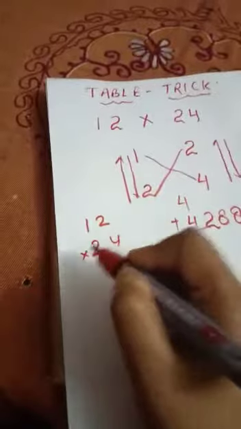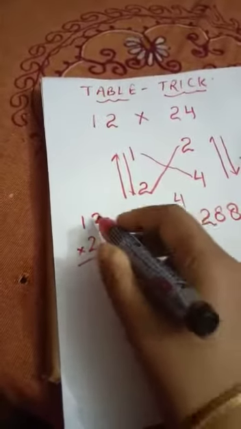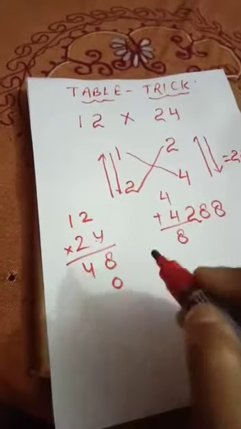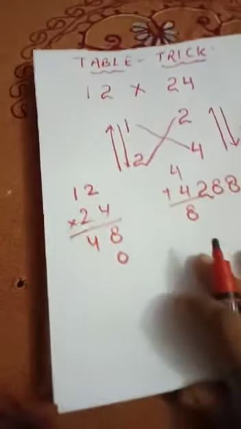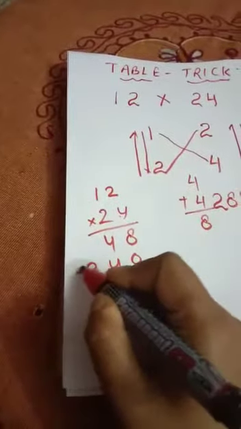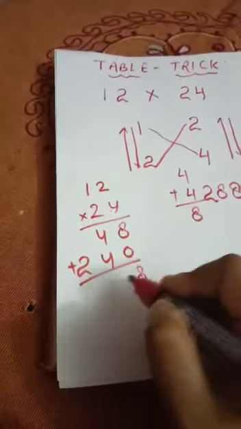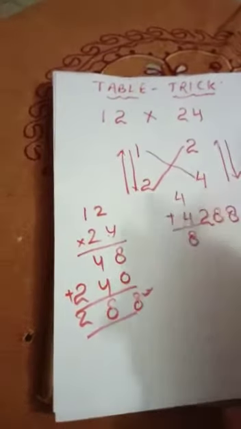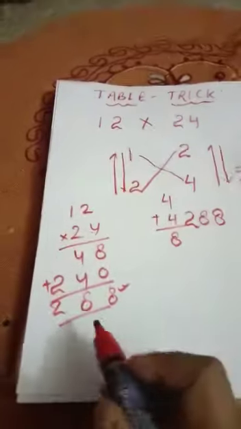12 times 24. Multiply. Start with ones. 2 4s are 8. 4 1s are 4. Now it's 2 tens, so a 0 will be at the tens place. Now 2 2s are 4. 2 1s are 2. Add it. 8, 8, 2. See, this is 288. This is also 288. Now let's take another example.